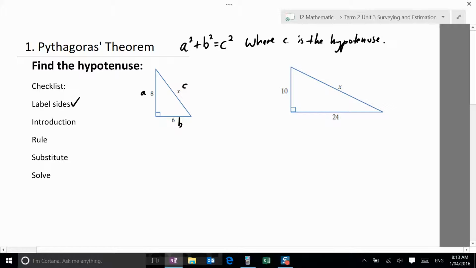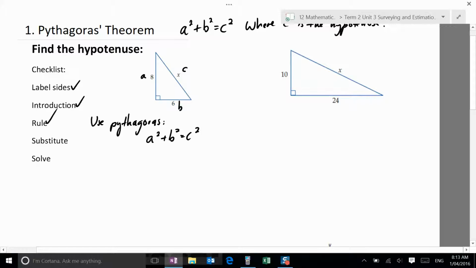And introduction. Just write some words, 2 words. Use Pythagoras. That wasn't very hard. Done. Write the rule. A squared plus b squared equals c squared. Done. Substitute in these things. I know a equals 8, so 8 squared plus 6 squared equals the unknown squared. Done. And now solve.